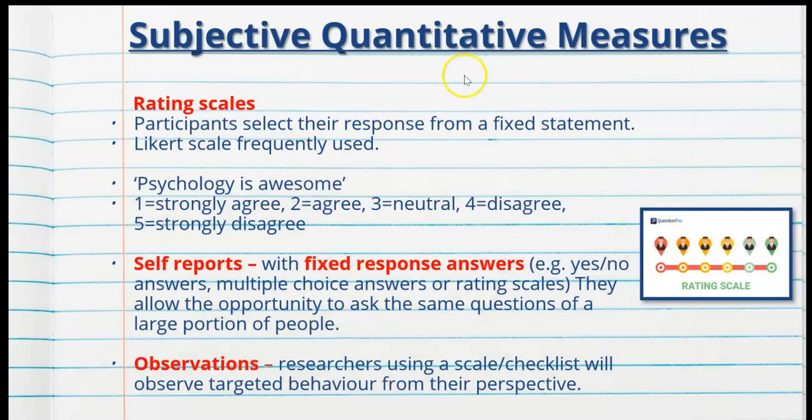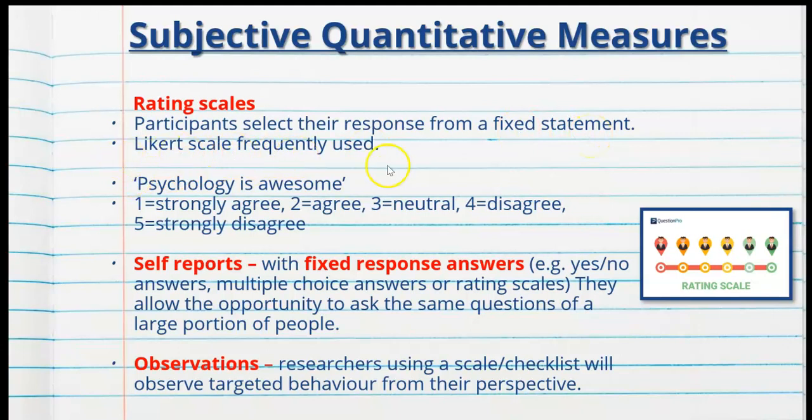Now, subjective quantitative measures are different. So still quantitative, so still in number form, but they are subject to bias, all right? And often they're designed to be purposefully rigged that way. So the most common example of subjective quantitative measures are rating scales. Now, I have no doubt that you would have done a rating scale at some point on a particular topic. They are considered subjective quantitative measures in psychology. So participants select their responses from a fixed statement, all right? This is often called a Likert scale.